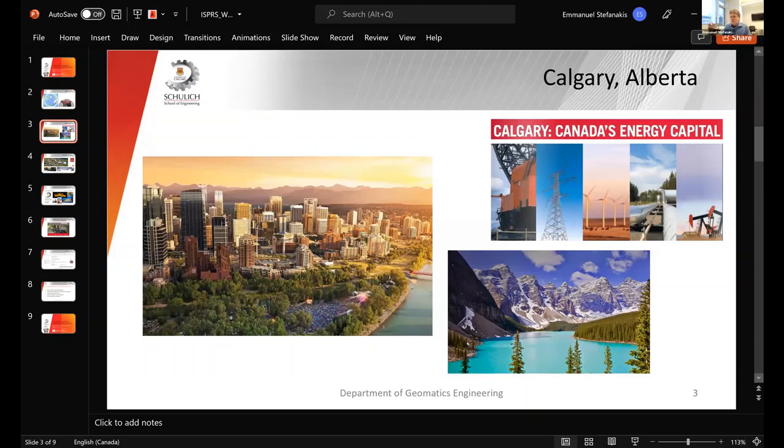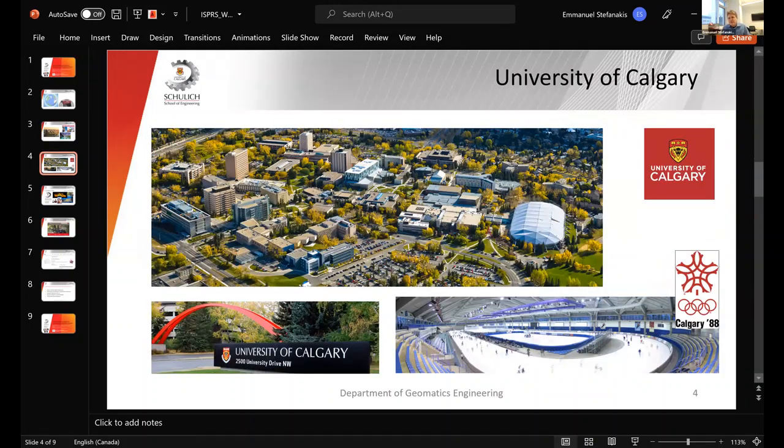Calgary is known as Canada's energy capital because of the big oil and gas industry in the province of Alberta. It is also known for the Rocky Mountains, the mountains you see at the back of this picture here, a very beautiful place to visit. Calgary is also known for the University of Calgary, which is located here, and the Winter Olympics of 1988.